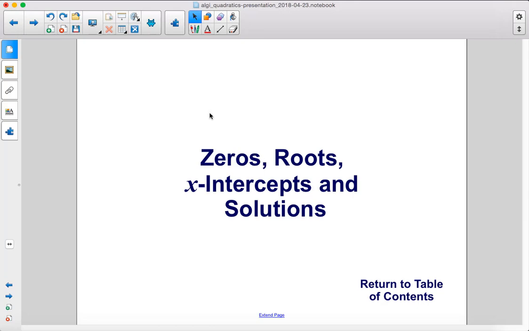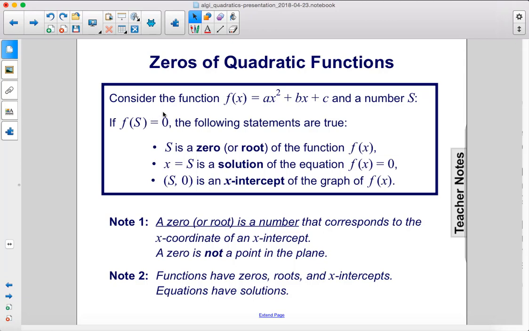Zeros, roots, x-intercepts, and solutions. Consider the function f of x equals ax squared plus bx plus c and a number s. If f of s equals 0, the following statements are true. s is a zero or root of the function f of x. s is a solution of the equation f of x equals 0. (s, 0) is an x-intercept of the graph of f of x.